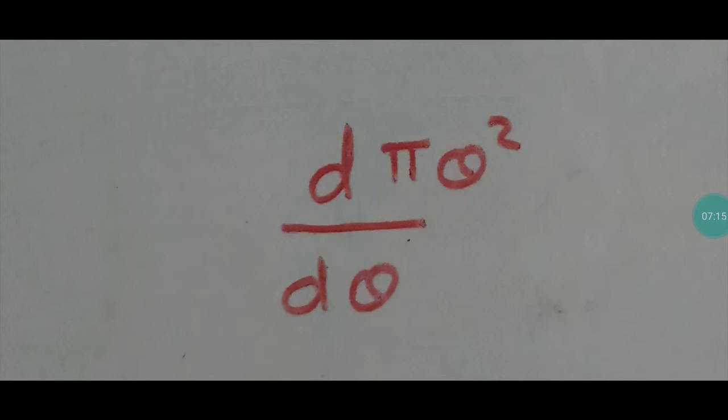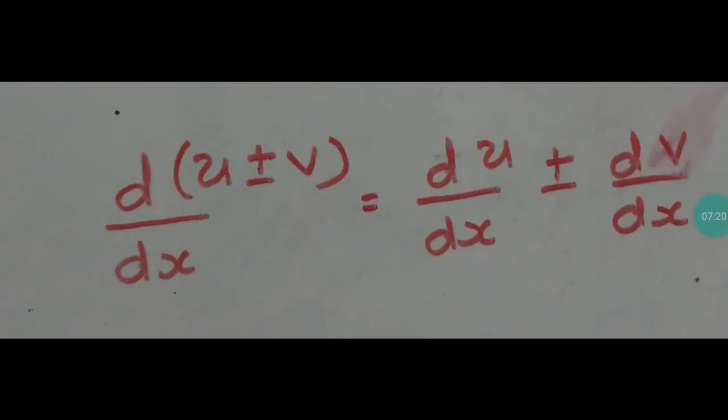This one. Now solve it by yourself. Okay. Now let's go to yet another formula. This is another formula or the working principle. d/dx of (u plus minus v) is equal to du/dx plus dv/dx.